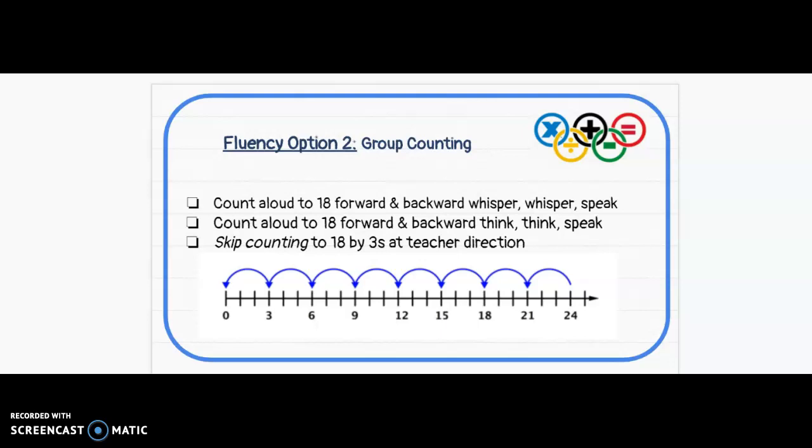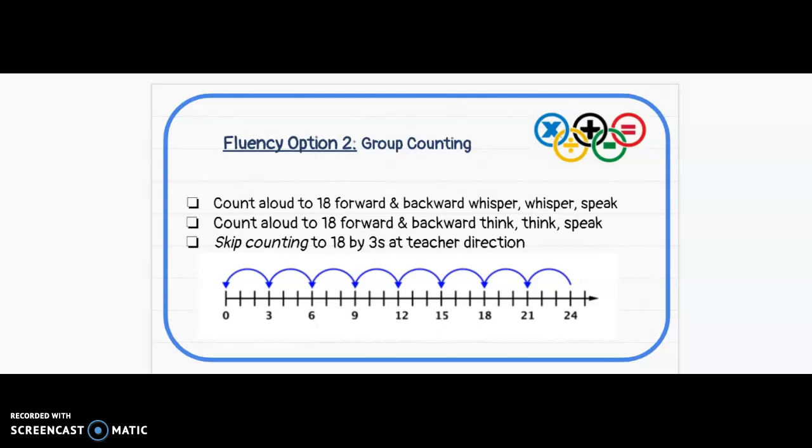All right, so now we are going to do the same thing, but this time we're going to think, then speak, okay? Miss Thompson's going to say think, and you're just going to count in your head, and then when I say speak, tell me the number that you're at, and then you're going to think 2 times, and then speak, all right? 1, 2, 3, ready. Remember to start at 0. Count forward. Think. Speak, 6. Think. Speak, 15. Think. Awesome, boys and girls.